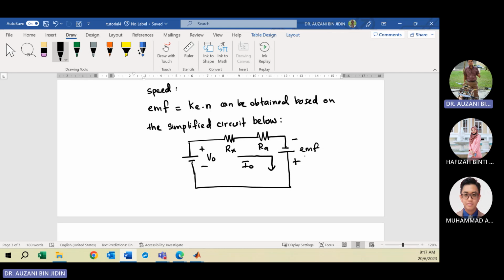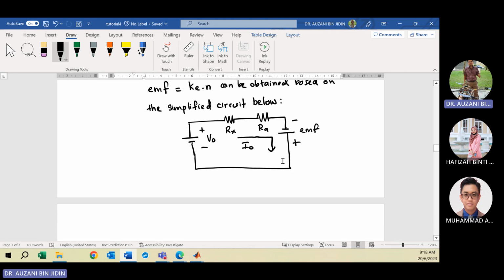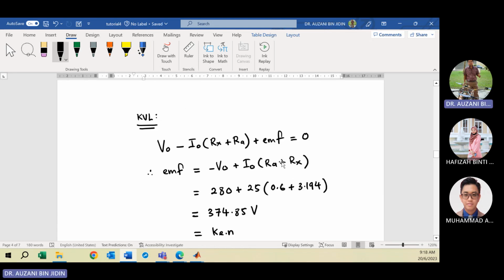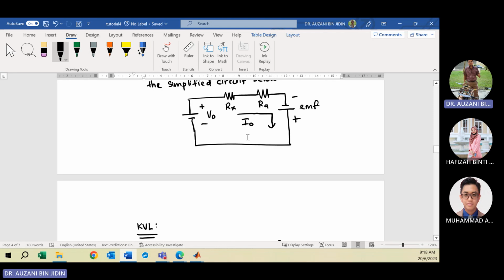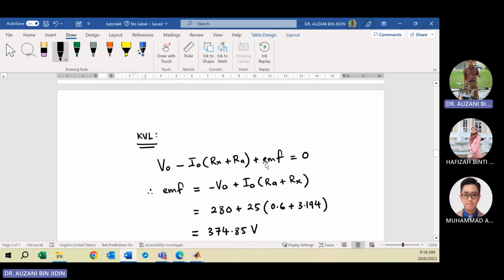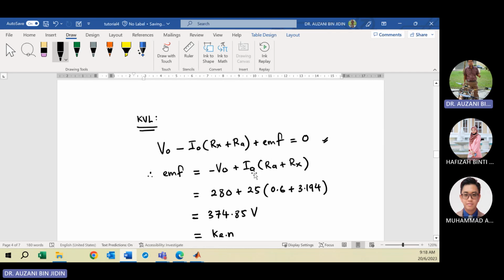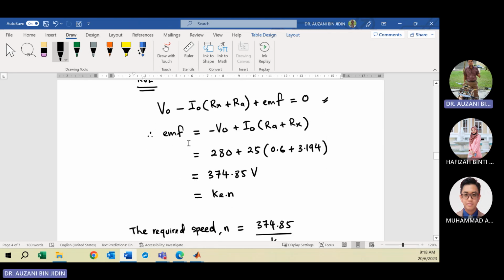So then you need to put the positive sign at the bottom. So then from here, you can calculate what? You apply Kirchhoff voltage law in order to calculate the EMF. Okay, just applying the Kirchhoff voltage law, then you get this equation.